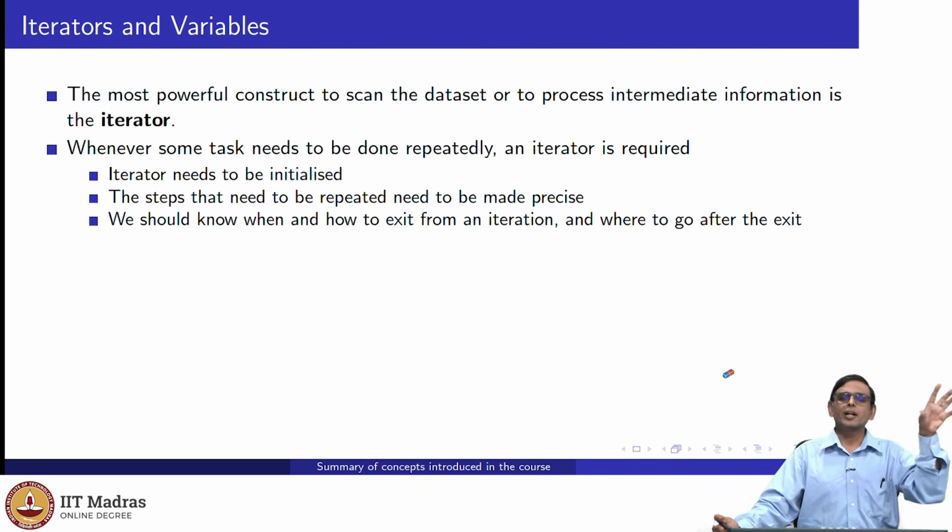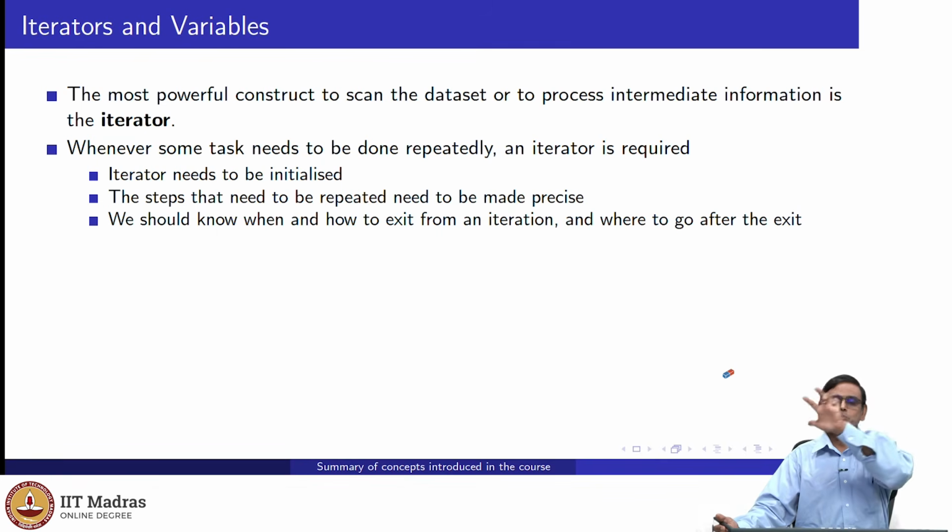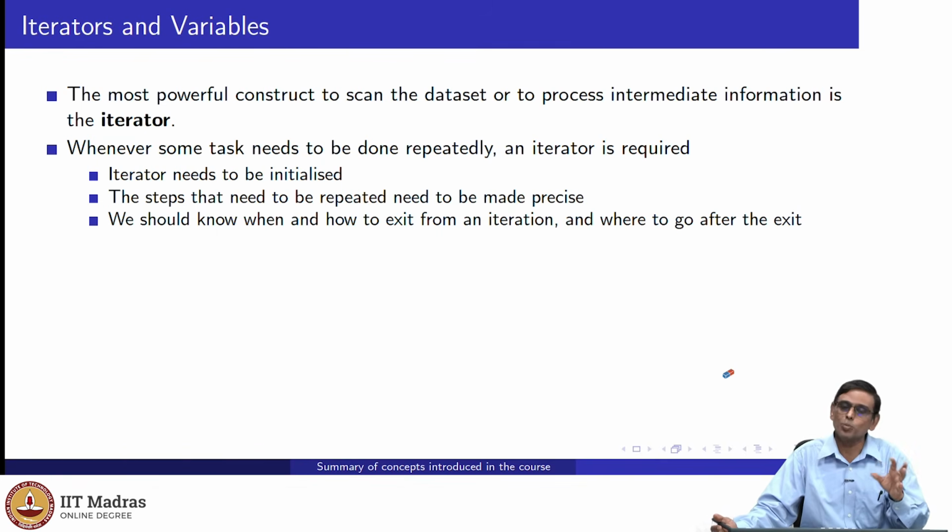Sometimes you can write the exit by writing the while condition carefully, by adding more things to the condition and the exit. Sometimes in the middle of the iterator, you can put an exit loop and you come out. Okay, that also is possible. So you should know how to exit from an iteration. Not only that, when you exit from the iteration, where should you go next? You should know that, right? So that is the other thing that is important to know.